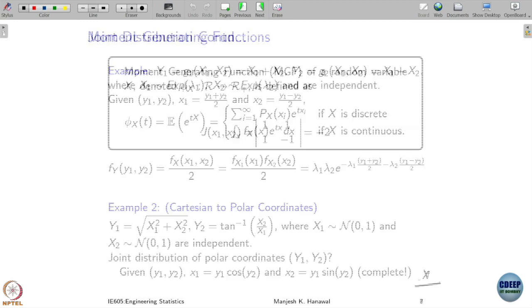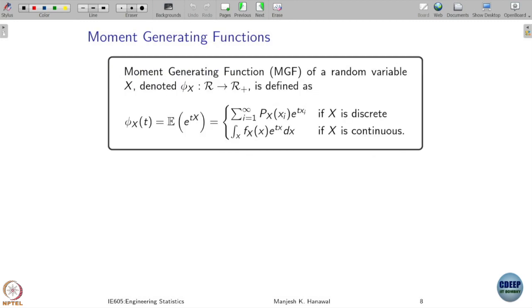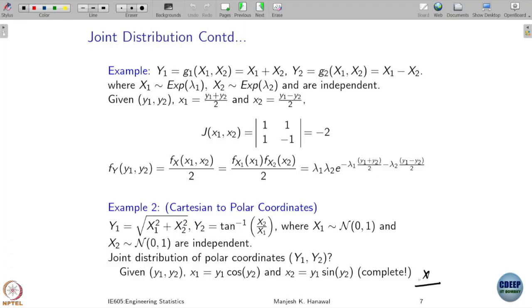Okay, so this moment generating function, maybe we will take it up in the next class. This is a new topic, and we will stop here.